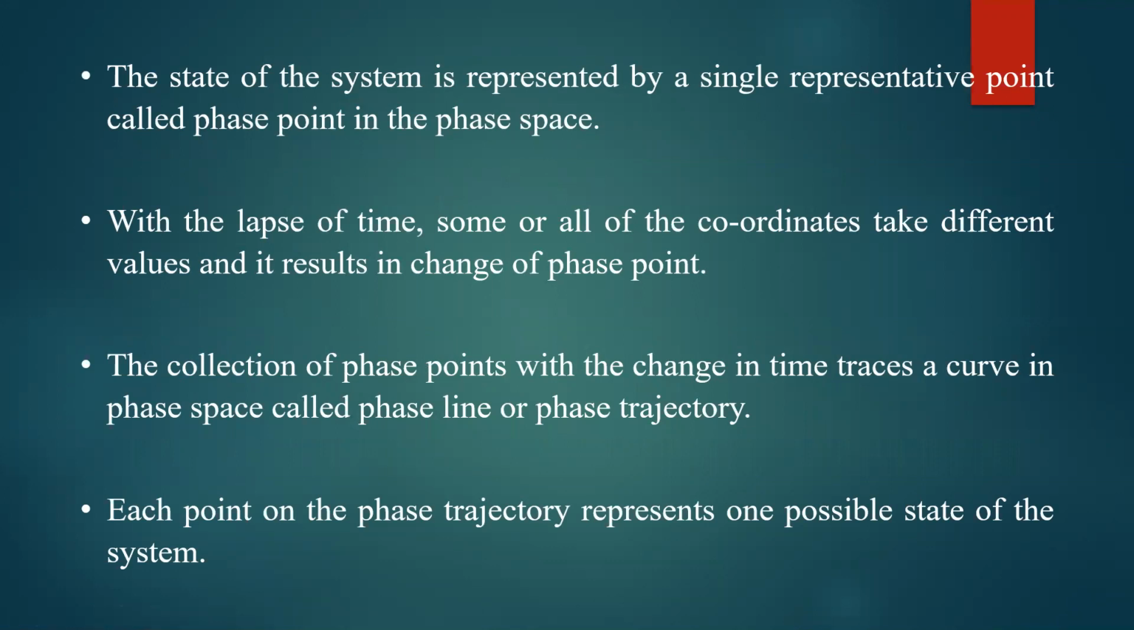The state of the system is represented by a single representative point that is called a phase point in a phase space. So in the phase space, at a given instant of time, if you find out the position and momentum of the particle, that point can be represented in a phase space. That represents the state of the system. It gives you complete information about the system. So that representative point is called a phase point.